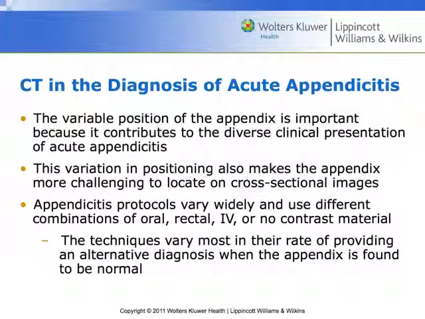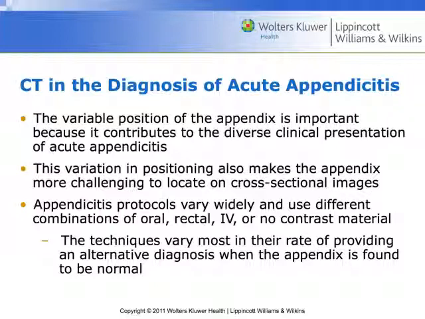So here's a really common reason for a CT of the abdomen and pelvis: right lower quadrant pain. So the doc wants to evaluate the appendix. These patients come to us as outpatients or ER patients, or at times from the floor. The variable position of the appendix is important because there's a diverse clinical presentation of acute appendicitis. I personally have a very difficult time picking it out, just even locating the appendix.